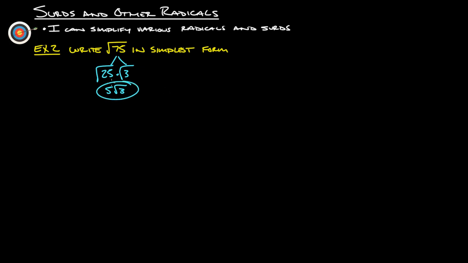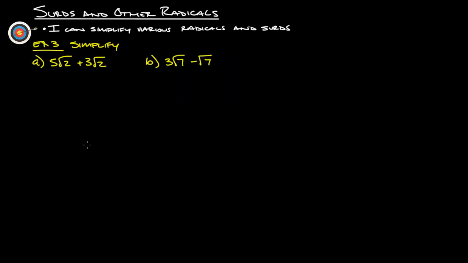When you write these, you always want to write the non-rooted number, our rational number, first, and then the irrational number, the square root of 3, second.